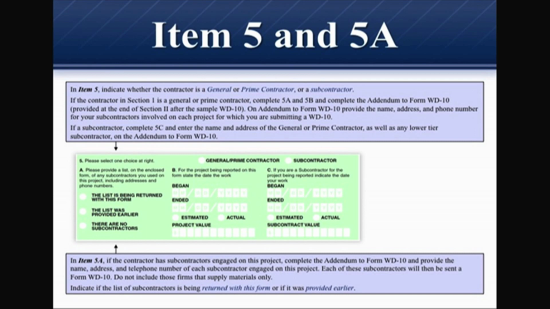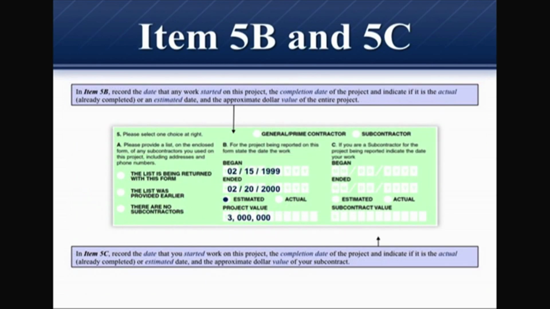If you are a subcontractor, you can provide any lower tier contractors or simply check there are no subcontractors. In Item 5B, we are requesting the start and end date of the project as a whole, as well as the project value. If known, these dates should represent the day work began on the project and the day work ended. You can check whether the dates supplied are actual dates or estimated dates.